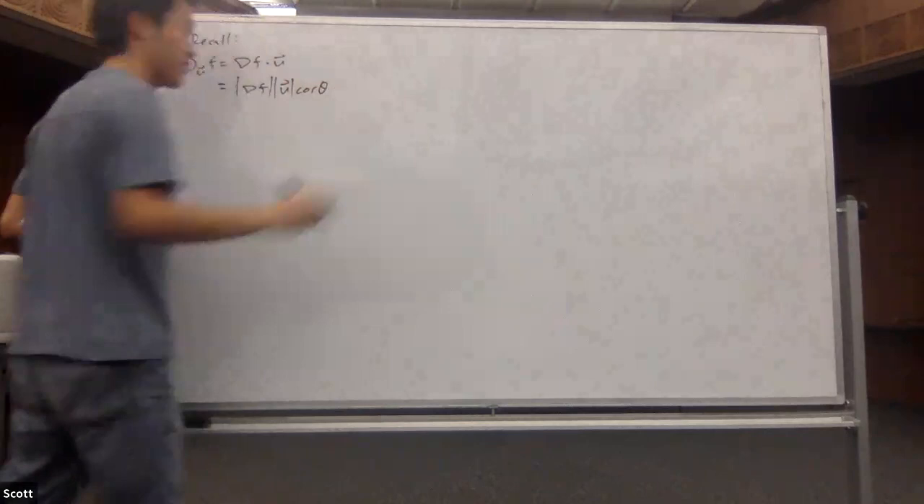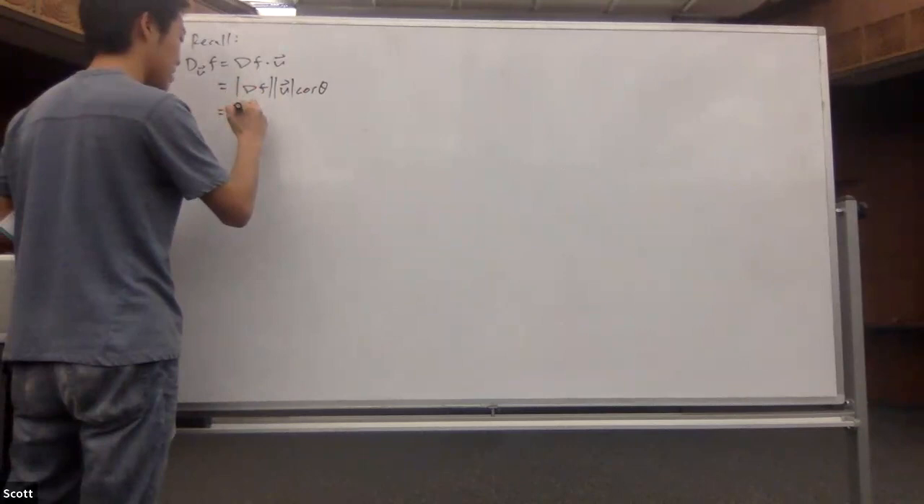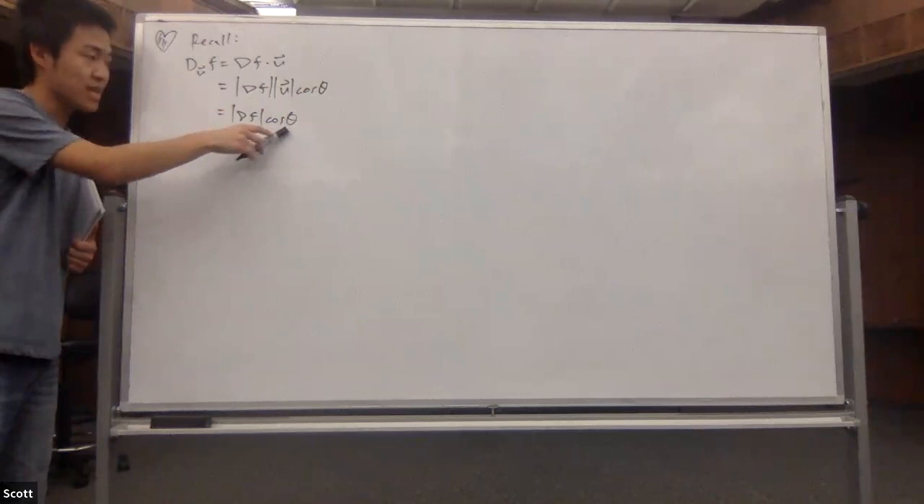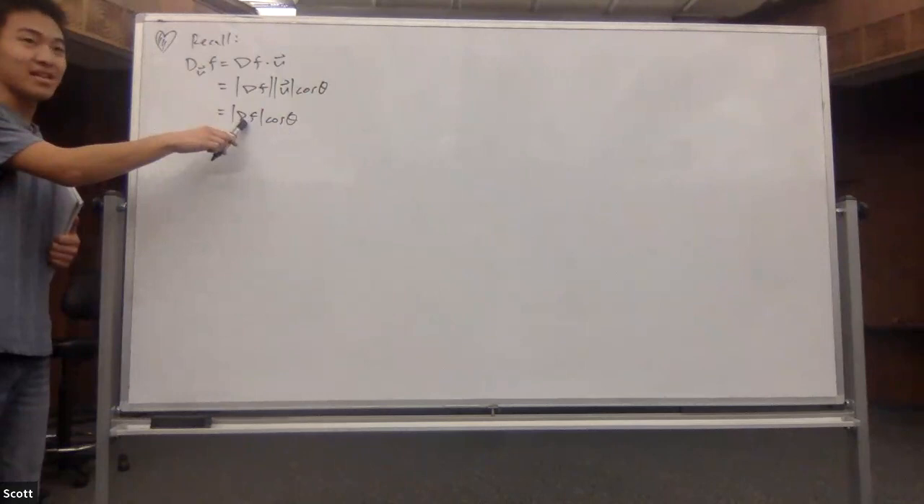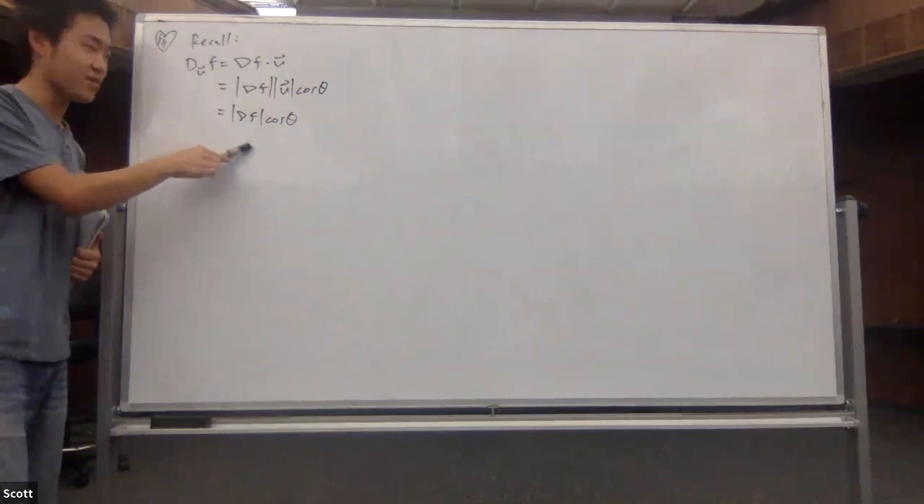Here's the thing though. What's special about u? Yeah, it's a unit vector. So what's the magnitude of a unit vector always going to be? One. Yeah, that's one. So we're really multiplying this times 1 times cosine. So this is just the magnitude of the gradient of f cosine theta. The size of the directional derivative is going to be entirely based off of the angle between your direction and the gradient. And since the dot product is a measure of how aligned the vectors are, the more aligned your direction is with this gradient vector that we define, then the greater your rate of change.